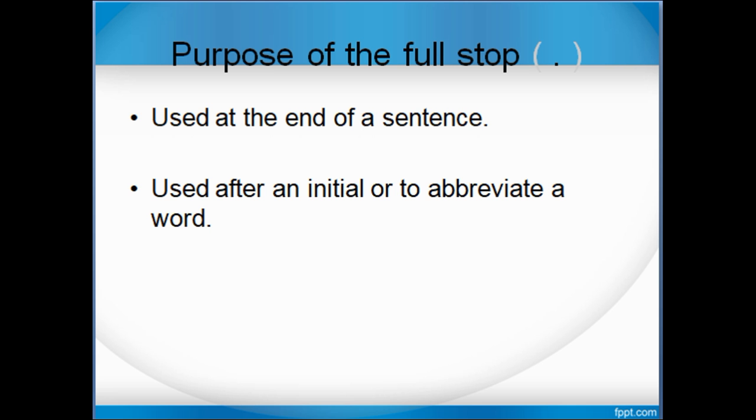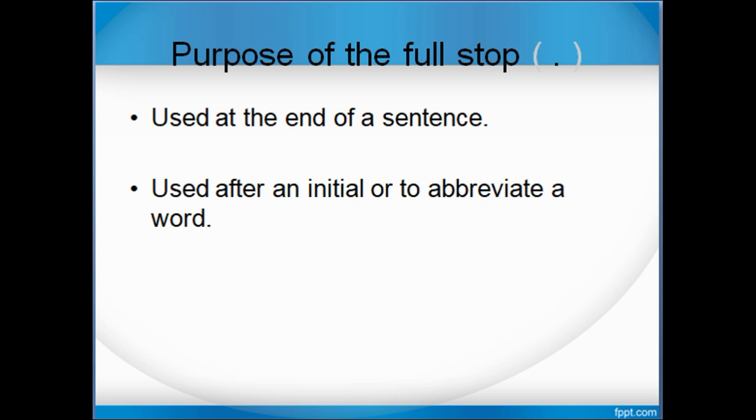So what is the purpose of a full stop? It is used at the end of a sentence and is also used after an initial or to abbreviate a word. A sentence is a group of words that makes complete sense. And after we write or type those words that make complete sense, we end off that sentence by placing a full stop behind that group of words to show that this group of words makes complete sense and the sentence ends at that point. It is also used to create initials and to abbreviate words.